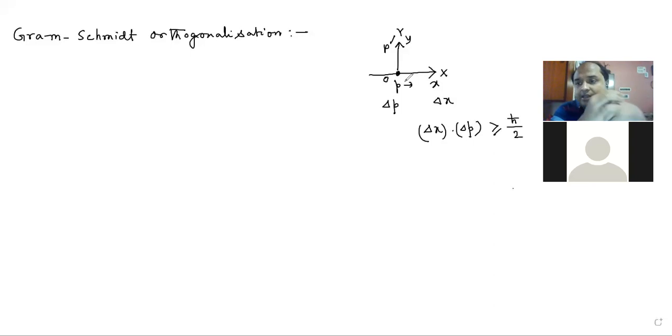Not every set of vectors is orthogonal. So if we are given a set of vectors, the question is, can I make orthogonal vectors out of these vectors? And if so, what is the process? That process was given by the mathematician duo named Gram and Schmidt, and therefore the process is called the Gram-Schmidt orthogonalization process. So this is the motivation.